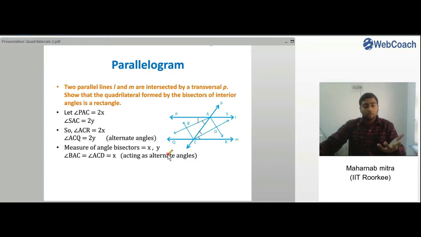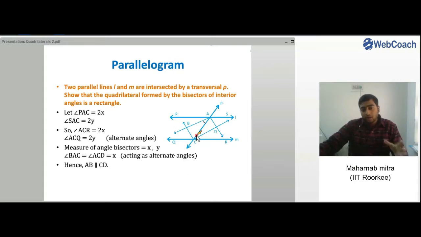Similarly, we can also find the value for y, and you can see we have specifically written the angles which we need. Angle BAC, which is this one. We need the interior angles, the angles which constitute the quadrilateral ABCD. So we are concerned only with those bisected angles which are inside this quadrilateral. So angle BAC and angle ACD are x. Now, as these two are x, we will talk about y a bit later, because it will happen in a similar fashion. As you can see, this angle is equal to this angle.